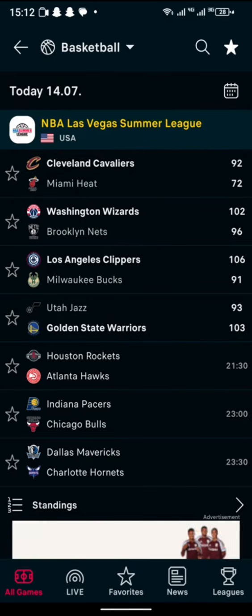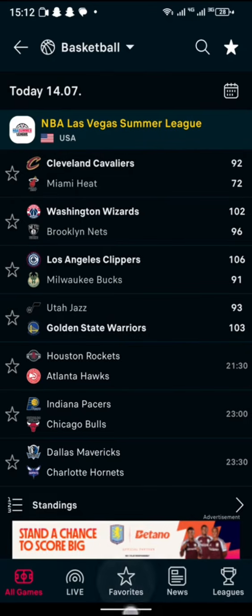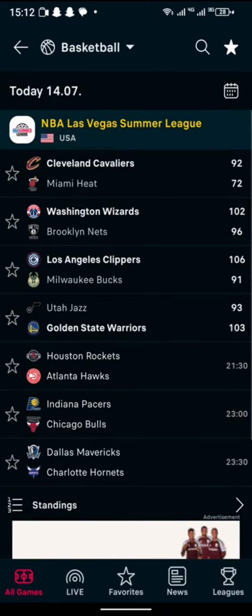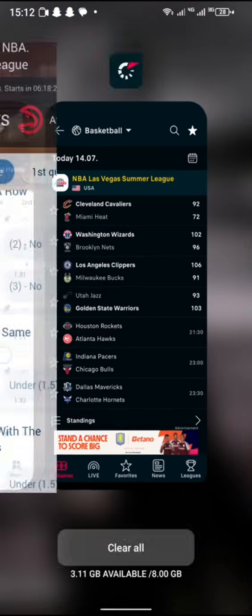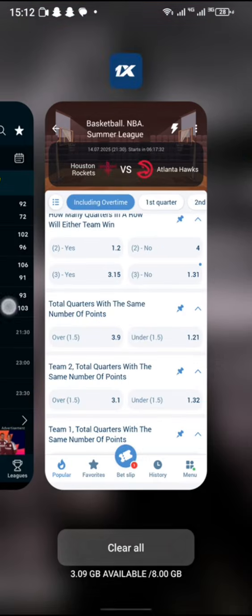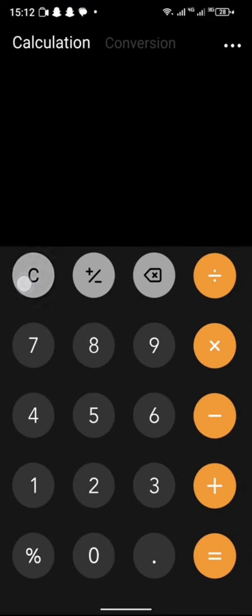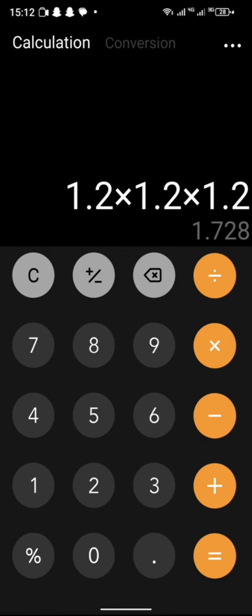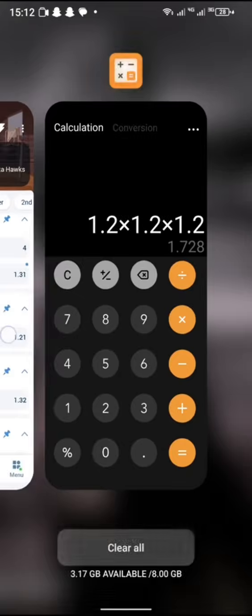That would end with the same number of points. This option is a very, very good one to bank on if you are a fan of small odds from 1.5 to 2 odds. It is a very, very good odd, guys. So now let's calculate. They are giving 1.2 times 1.2 times 1.2. You see, just three games will be giving 1.7, which is a very good one, especially if you're a high staker that loves safe options. This option is a very good one, guys.